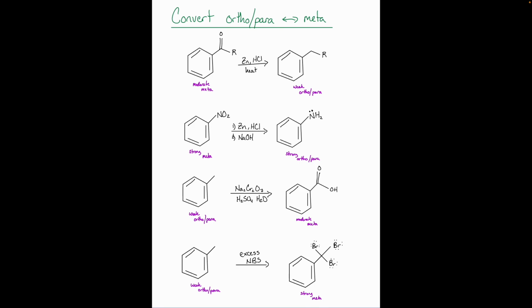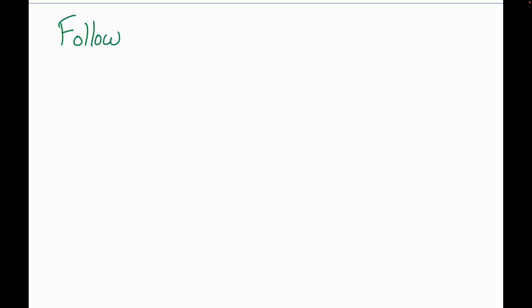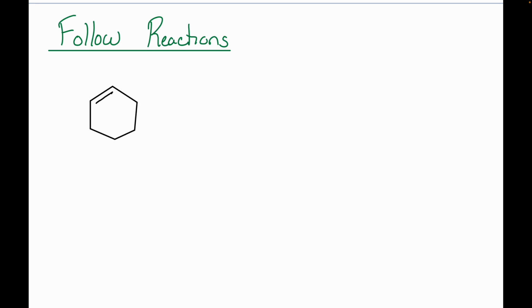All right, so there are two things that we want to be able to do with regard to these electrophilic aromatic substitution reactions. The first is what I call follow your reactions. This is where I'm going to give you that benzene starting substrate, and I'm going to give you a series of reactions. And you need to be able to follow what happens to that benzene throughout the course of this synthesis.